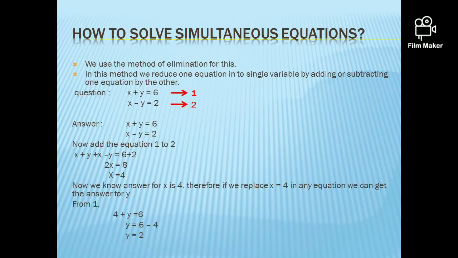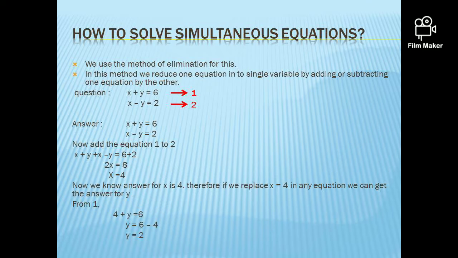How to solve these simultaneous equations? We use the method of elimination to solve simultaneous equations in this chapter. Initially, we'll try to understand the solutions of simultaneous equations using this example. Our question is to identify the solutions for two simultaneous equations, x + y = 6 and x - y = 2.